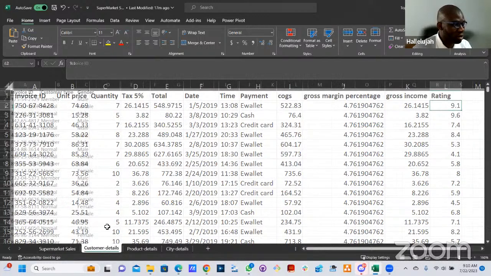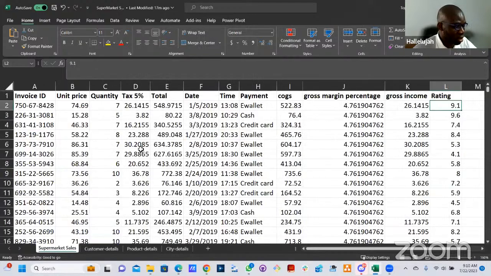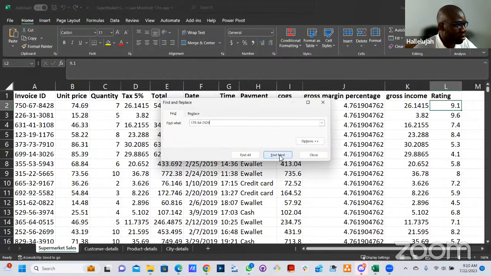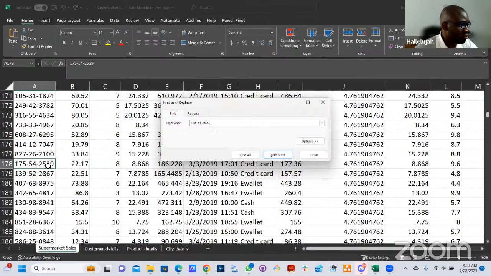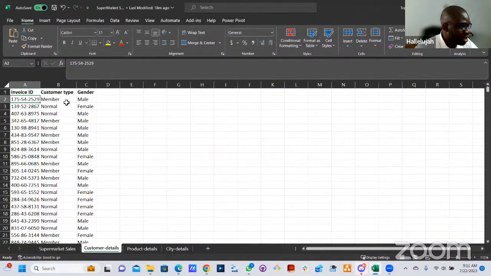So if you go to these customer details, you have invoice ID. So the invoice ID from that other end. So if you find this invoice ID 17554, if you come here now and search Ctrl F and you find it, so this is that invoice ID. So that particular person that made that order is actually a male and is a member. That's the customer type, this order.